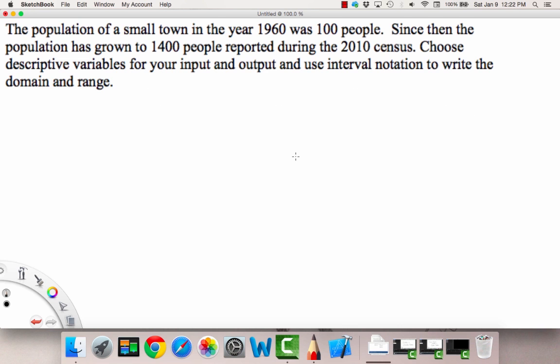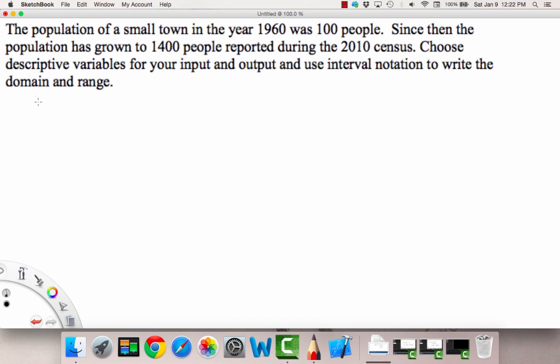Okay, so we have the population of a small town in the year 1960 was 100 people. Since then, the population has grown to 1,400 people, reported during the 2010 census. Choose descriptive variables for your input and output, and use interval notation, which we haven't learned yet, but we'll get to that, to write the domain and range. So let's just make some sense of what this problem is even saying.